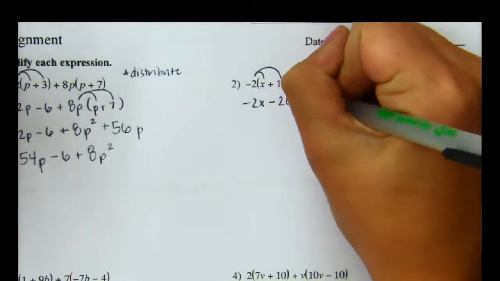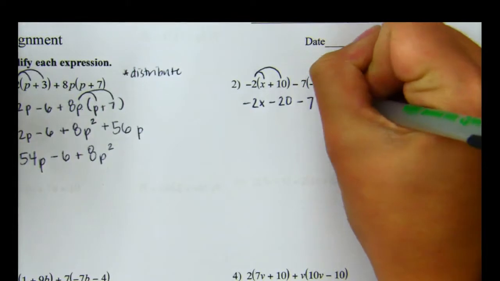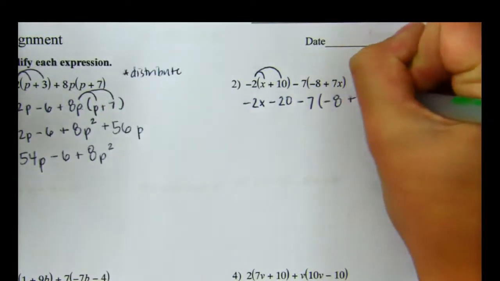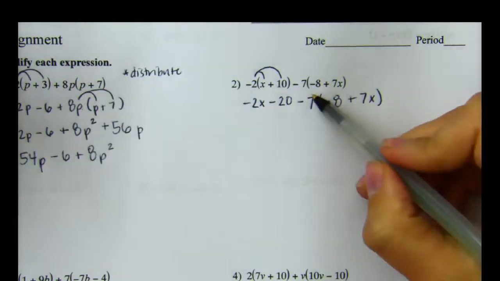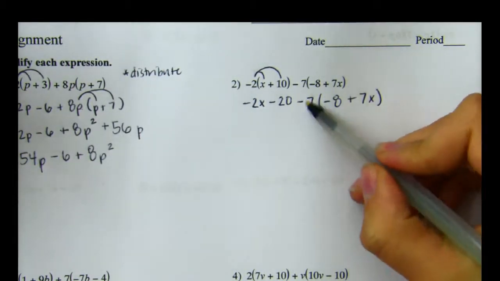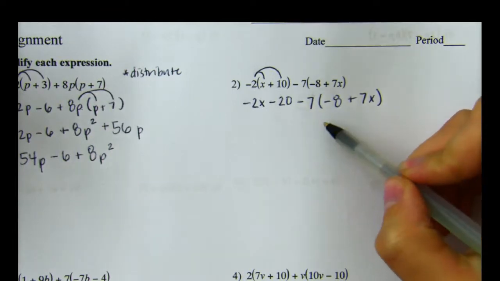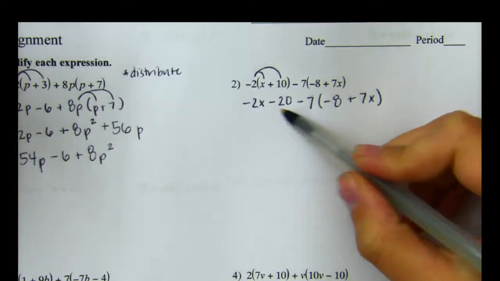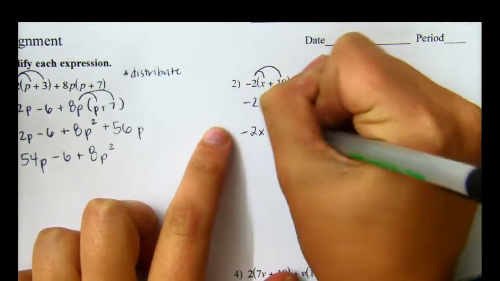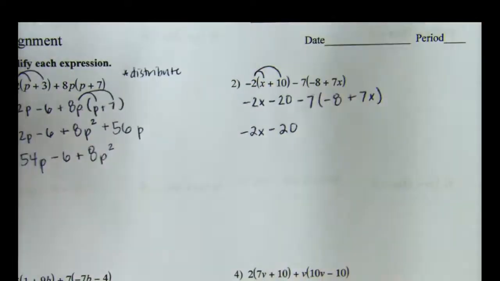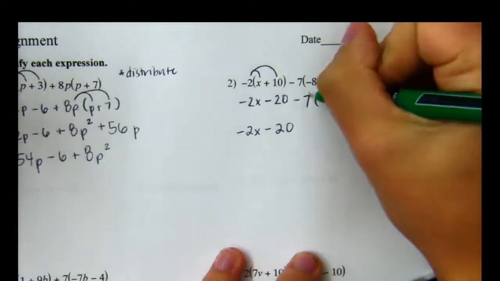Okay, let's bring down the rest of this equation. So -7 parentheses -8 plus 7x. Okay, what am I going to do next? If you said distribute this -7, you are correct. So I'm going to bring down the terms that aren't being affected, my -2x minus 20. And now I'm going to distribute out this 7. I'm going to do that in a different color.